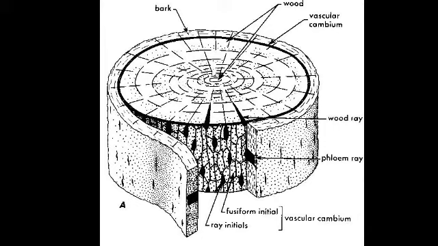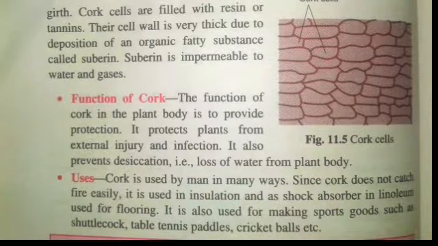Cork also performs the function of protection. It prevents desiccation by preventing the loss of water from the plant body. It also prevents infection and mechanical injury to the plant. And what are the uses? Cork is used by humans in many ways. Since cork does not catch fire easily, it is used in insulation and shock absorption, and in linoleum flooring. It is also used for making sports goods such as table tennis paddles and cricket balls, etc.